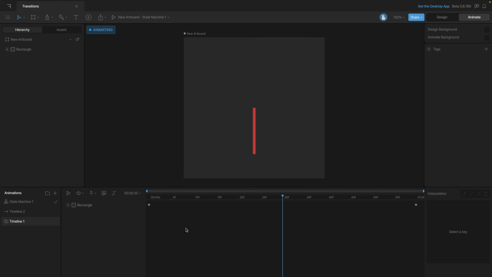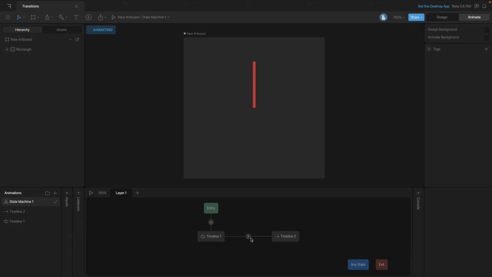Now, if we don't want the state machine to continue playing this state, that's where the pause when exiting option comes in. So when we toggle that on, what's going to happen is when we play the state machine, the animation will play once and then stop as the transition happens. So we don't get that half turn anymore after our state finishes playing.